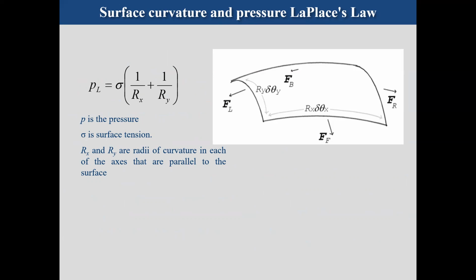The Laplace's law for pressure, considering a surface curvature, looks like this, where P is the pressure and rho is the surface tension. So if we have to understand the relation between pressure and the curvature and the surface tension, then this would be something that we have to deal with.